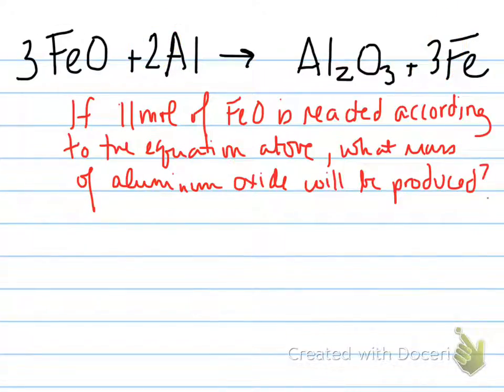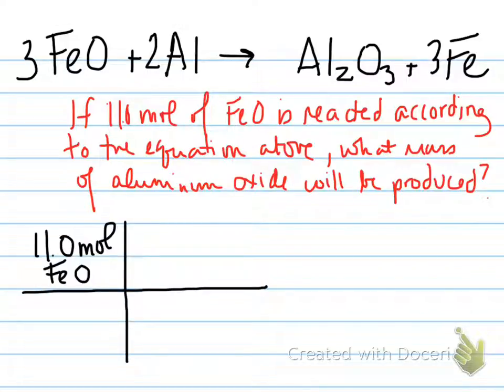Okay, so and let's make that 11.0. If 11.0 moles of iron oxide is reacted according to the equation above, what mass of aluminum oxide will be produced? Again, remember the aluminum oxide is kind of our byproduct. So what do we start with? As always, given. So 11.0 moles of FeO.